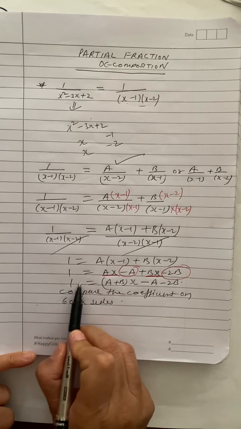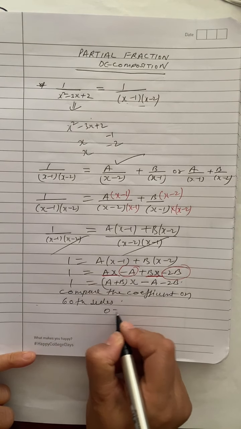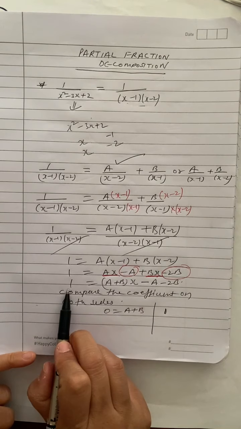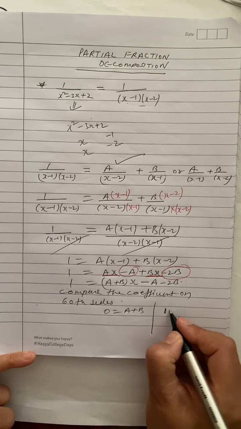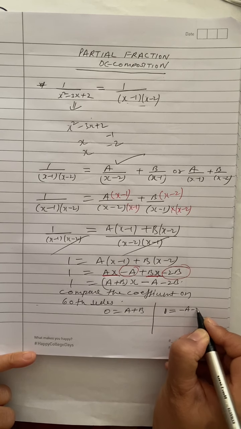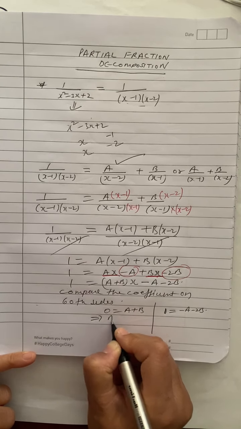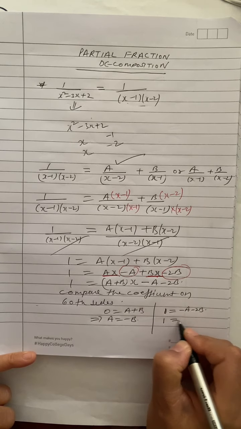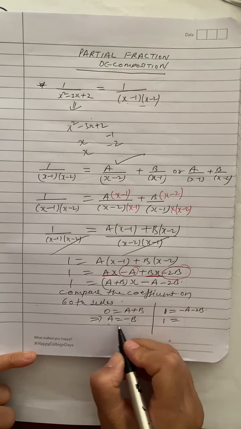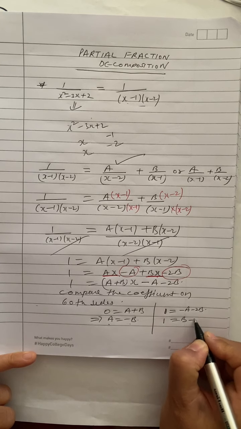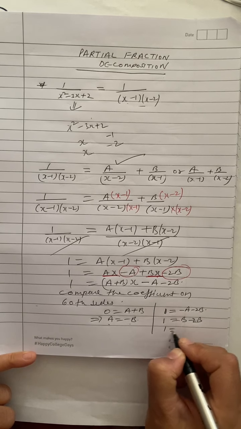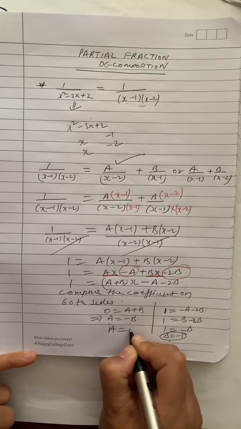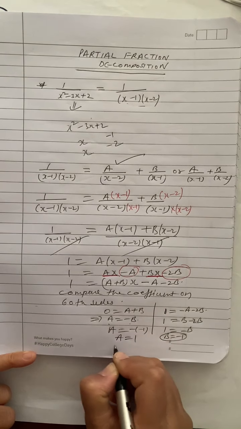Left hand side has no x term, which means 0 is equal to a plus b. So we got one equation from here. And the constant term on the left hand side is 1, so 1 is equal to negative a, negative 2b. Now from here, I can find a is equal to negative b, or b is equal to negative a. Then I'm going to replace this a by negative b. Since I have negative a, this becomes b minus 2b. So 1 is equal to negative b, so b is negative 1. And then a will become negative, negative 1, so a is equal to 1 here.